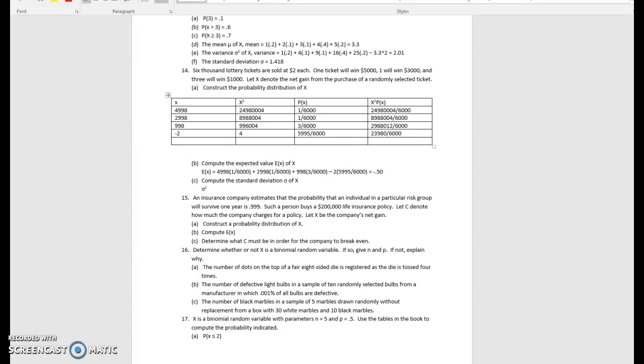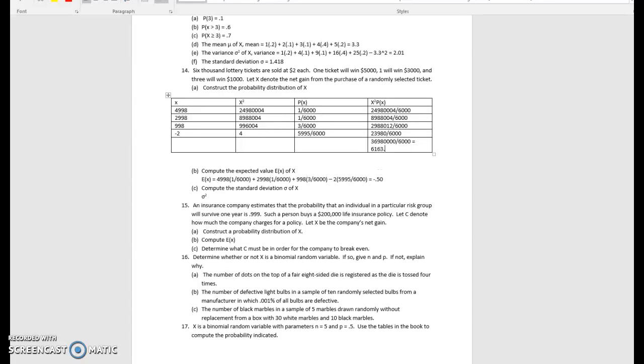Now recall, our formula calls for the sum of the x squared times p of x minus the mean squared. So the sum of the x squared times p of x is going to be adding up this entire column. So if I add up the numerators of these fractions, I end up getting 3,698,000 over 6,000. And if we put that into our calculator and make it a little bit easier, it's 6163.33 if I round to 2 decimal places.